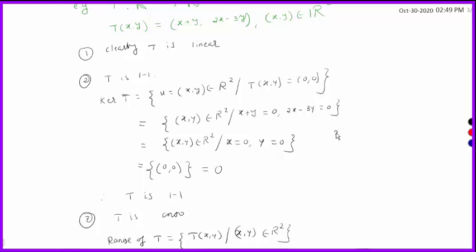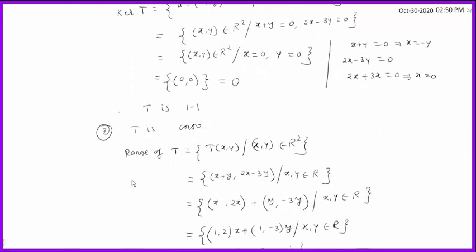When you solve these equations, x plus y equal to 0 and 2x minus 3y equal to 0, what do you get? This implies that x equal to minus y. Substituting in the second equation, 2 into x, with minus y equal to x, we get 2x plus 3x equal to 0. This implies that x equal to 0. If x equal to 0, then y equal to 0. So we get the ordered pair (x, y) in R2 for which x equal to 0 and y equal to 0, that is (0, 0). This is the zero vector in R2. So therefore T is 1-1.